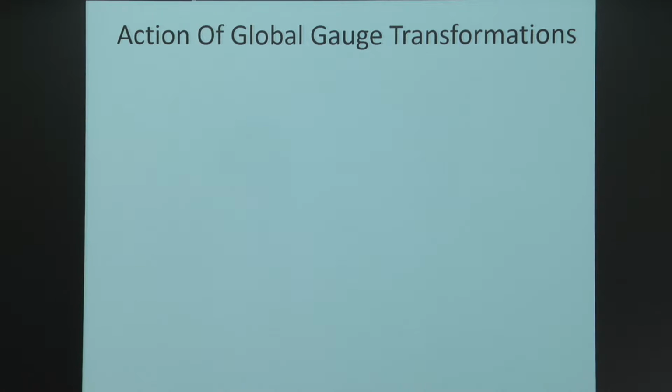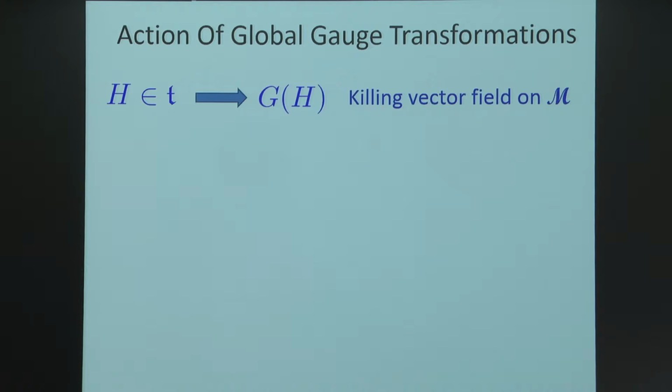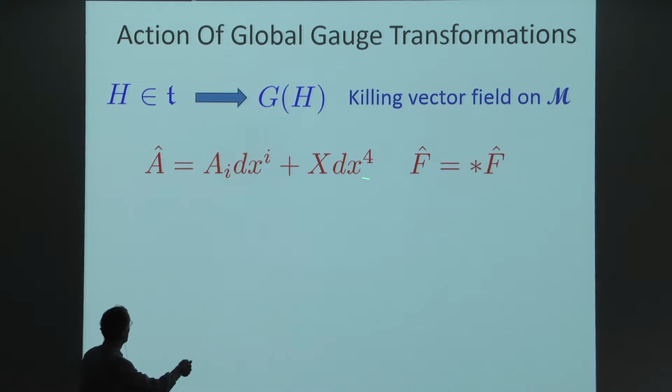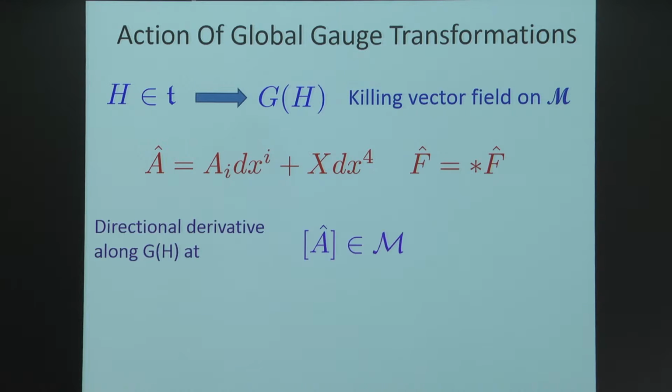This is a baby version of what Andy Strominger was talking about last night. So if H is a generic element of the Cartan, then there's a corresponding Killing vector field on the monopole moduli space, G of H. And to define it, you can look at the Bogomolny equations as the self-dual equations, where you look at X4-independent solutions and you consider the Higgs field as a fourth component of a gauge field.